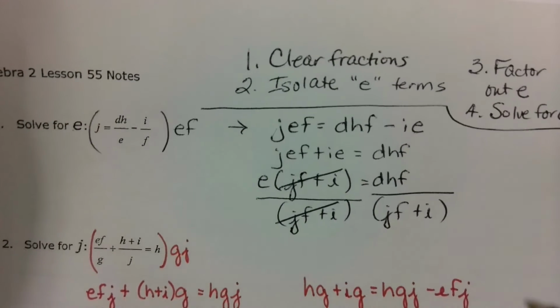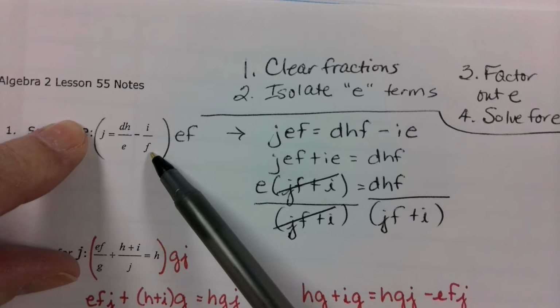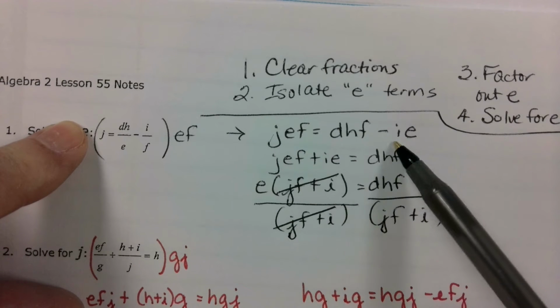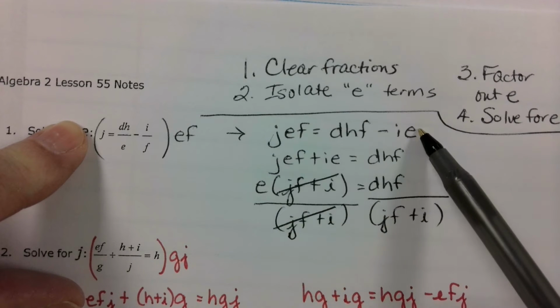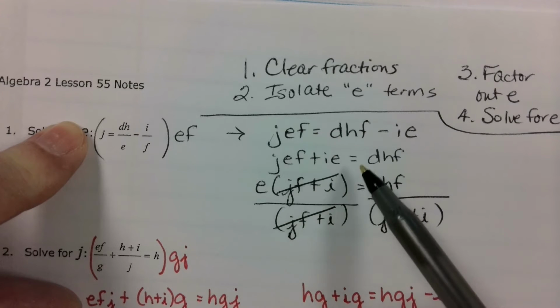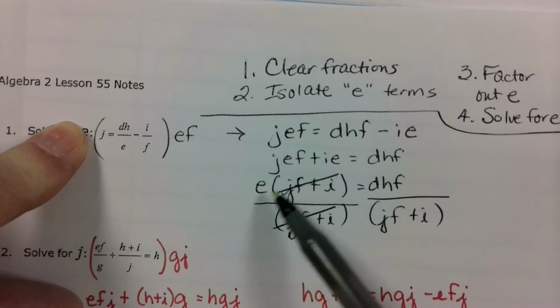So let's do that. If I clear the fractions, I multiply through by EF. So I get JEF equals DHF minus IE. Then I want these two E terms to be on the same side. So I brought this one over to the left-hand side of the equal mark, which made it positive. Then factor the E out.